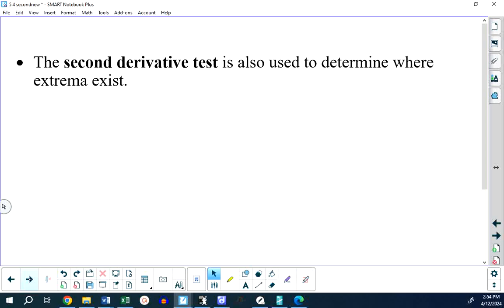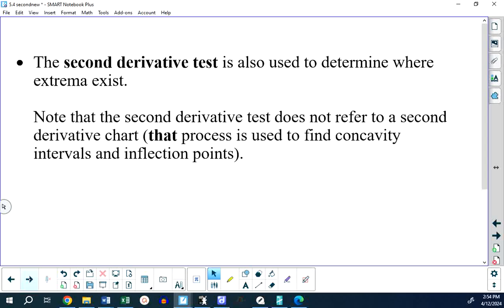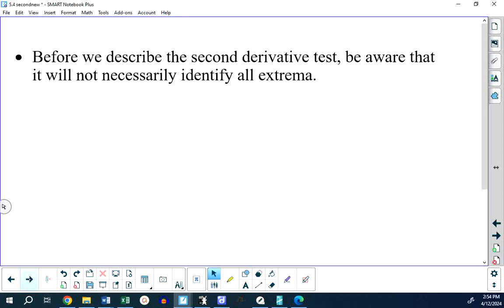And it would be very specific, if it determines that it's a max for sure, and it doesn't require a chart. So don't confuse this with what we just finished doing yesterday. That's called a concavity test, and it uses the second derivative, but it uses a second derivative chart. So this is why sometimes I don't teach it, but I think it's a valuable tool for other things, so I decided to teach it again.